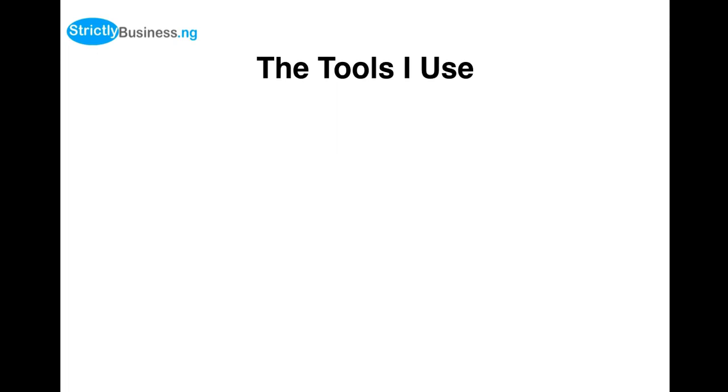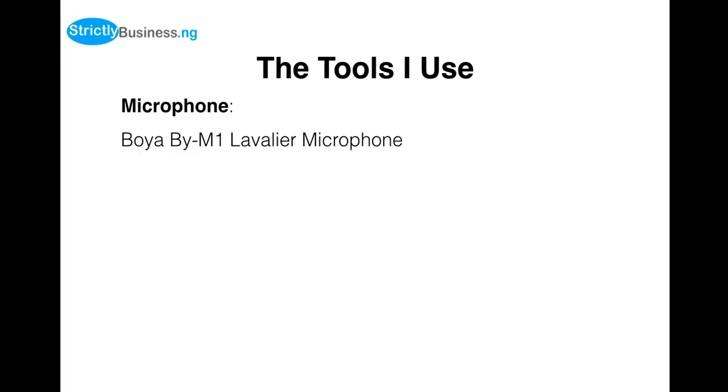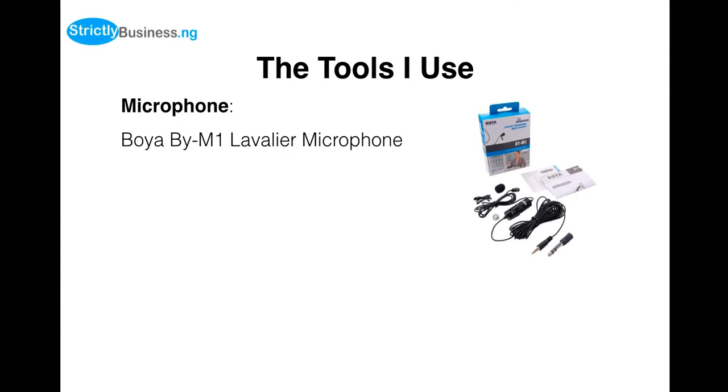These are the tools I use for my own video. Number one, I use a Boya BY-M1 lavalier microphone. It's a collar microphone, and this is the picture. As you can see, you can get it anywhere. I think you can get this on Konga, you can get it on Jumia. Just tell them you want to buy a Boya collar microphone or a Boya lavalier microphone. They will give it to you.